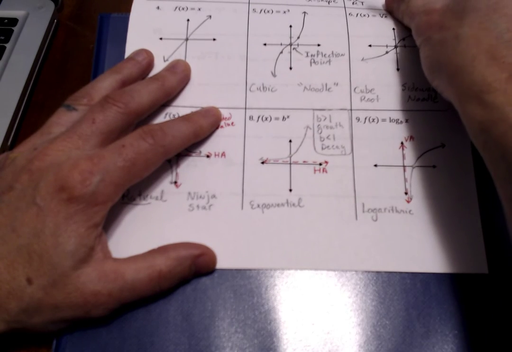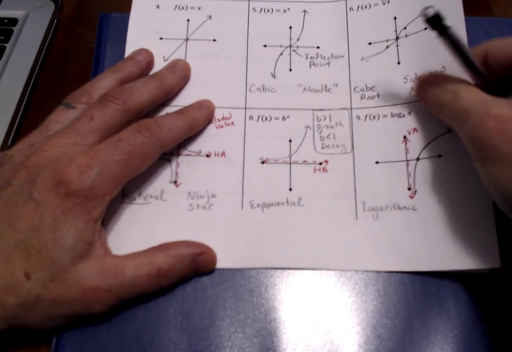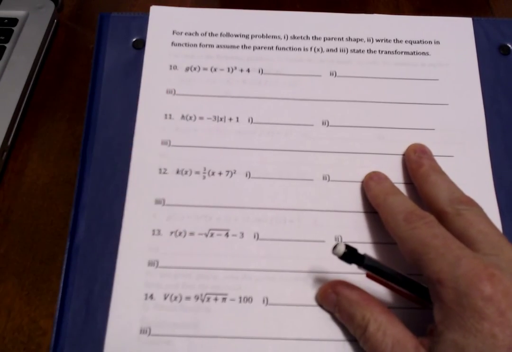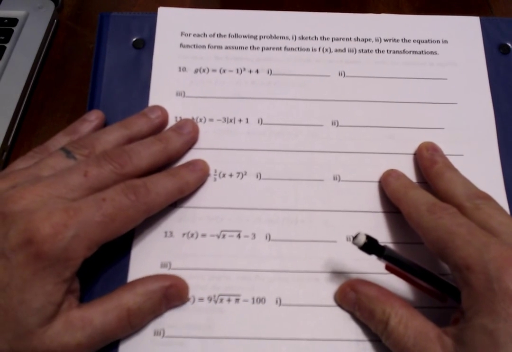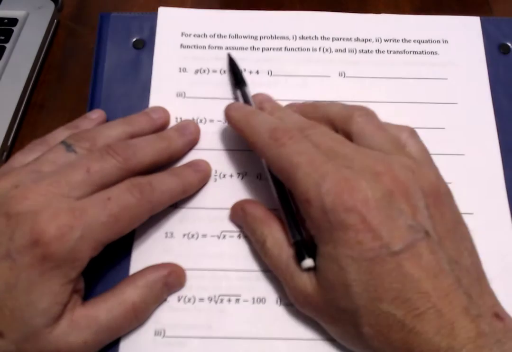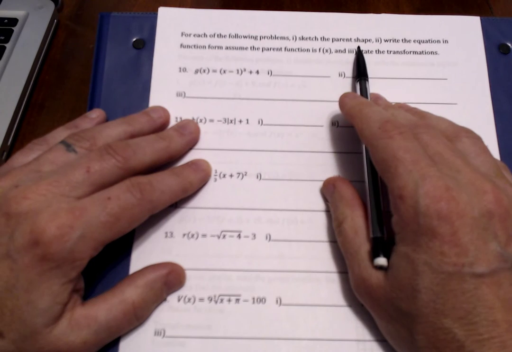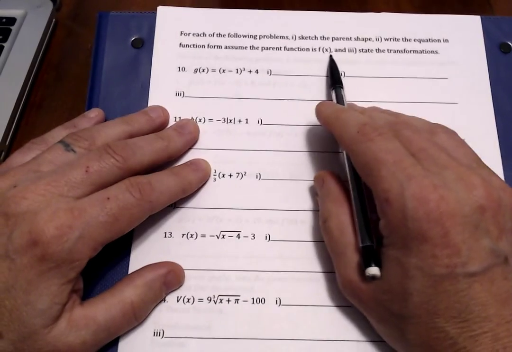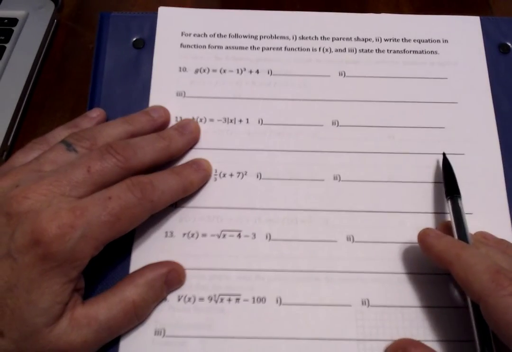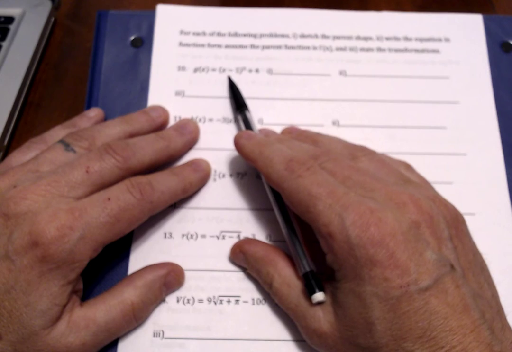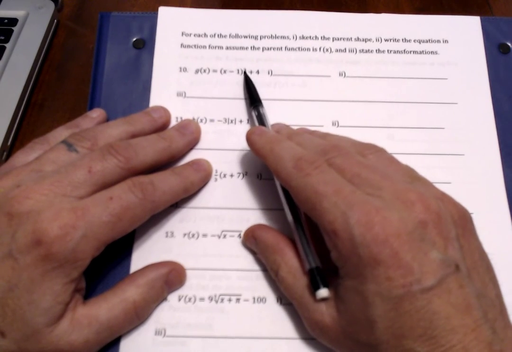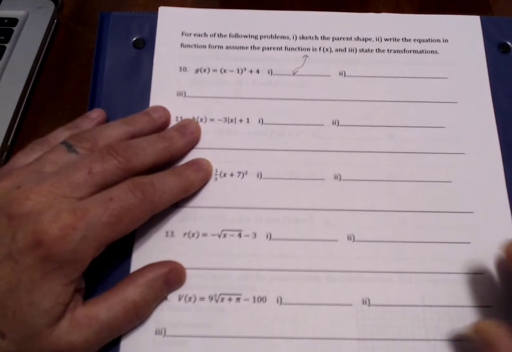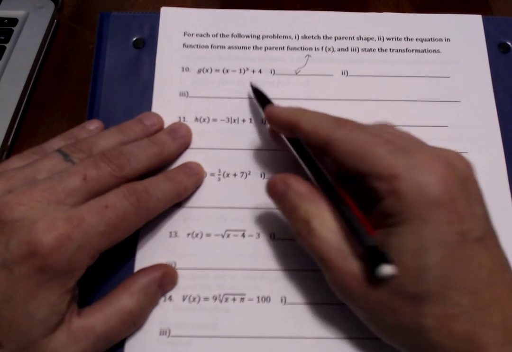All right, let's go to the second page of our notes here. And now let's actually look at some transformations of these functions. What this is asking us to do is sketch the parent shape, write the equation in function form, assume that the parent function is f of x, and state the transformations. Well, let's take a look at this. g of x equals (x minus 1) cubed plus 4. The parent is a cubic. That means I'm looking at a noodle.